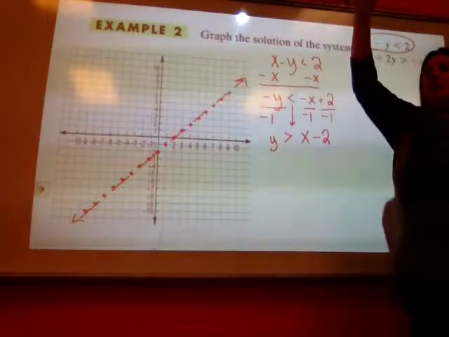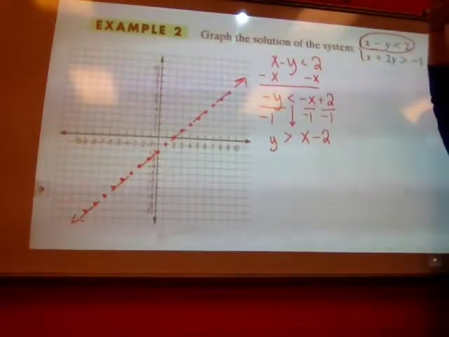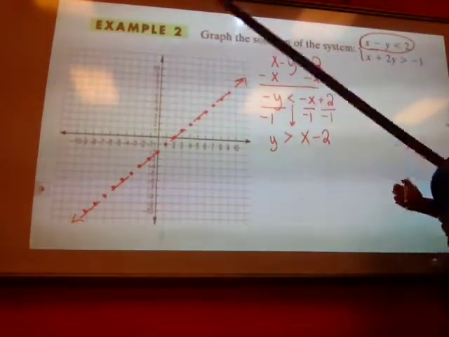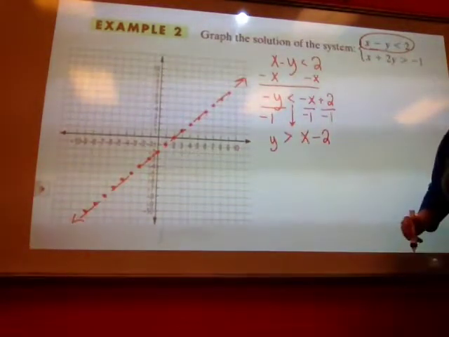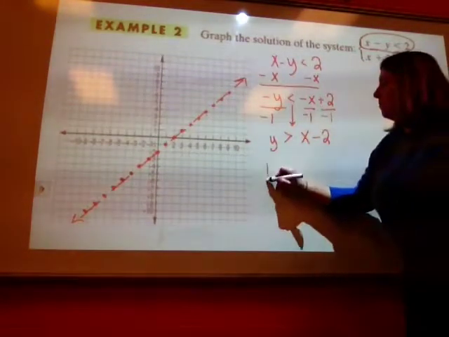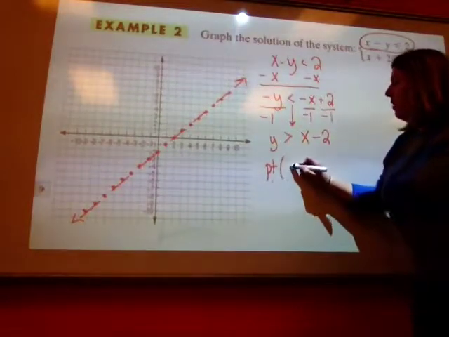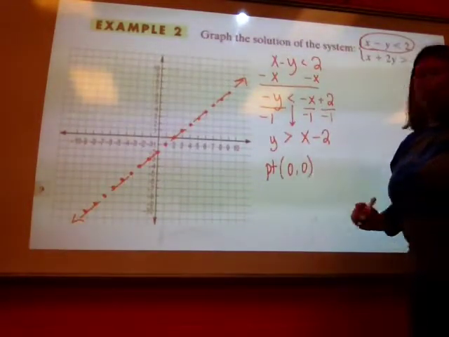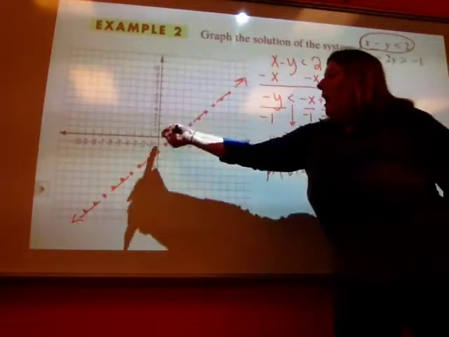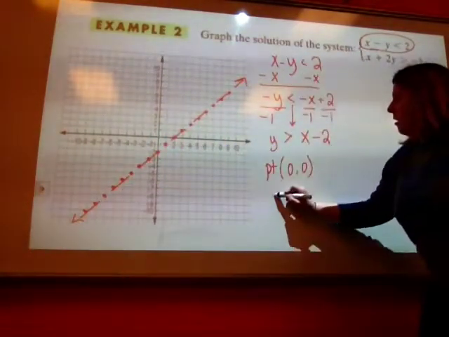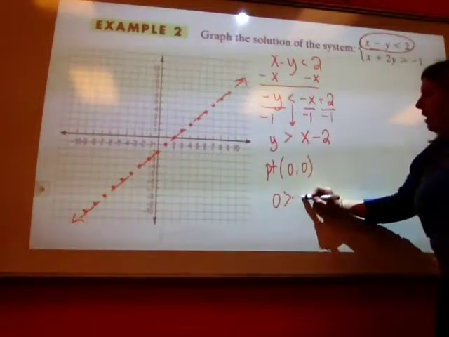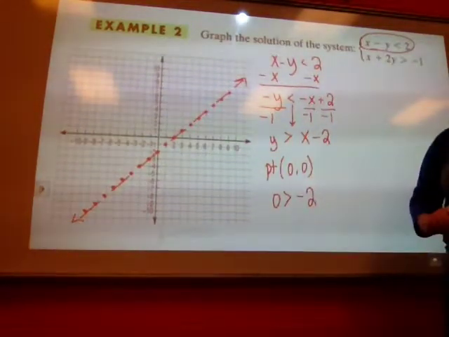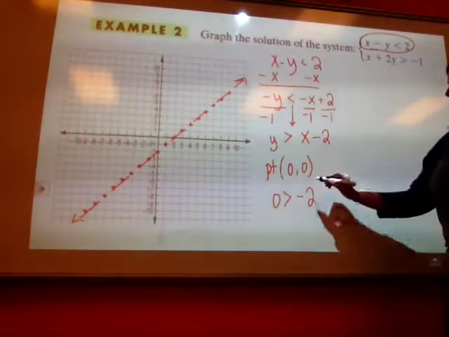Anybody forget to dash until I said something? I heard Taryn go, oh. Okay. All right. So let's pick a point. 0, 0. This time I can pick 0, 0, because it's not on my line. So 0 is going to be greater than negative 2. Is that a yes? Yep.